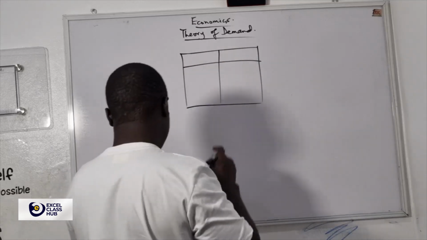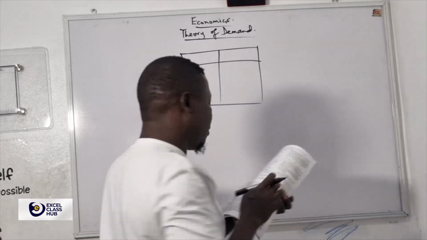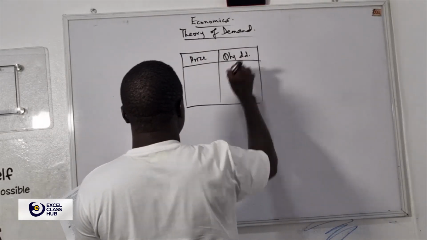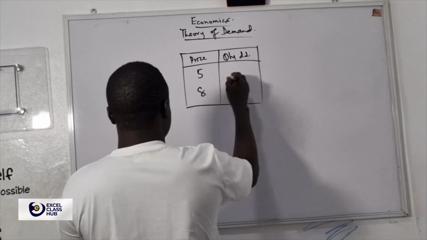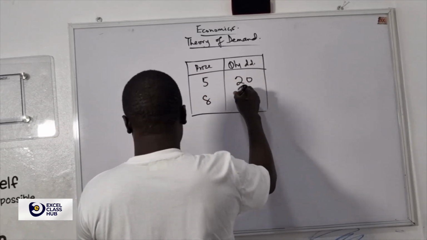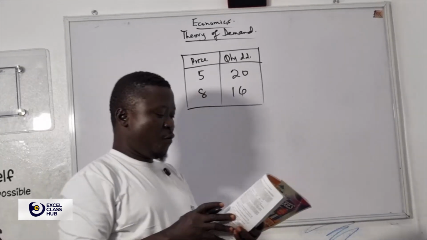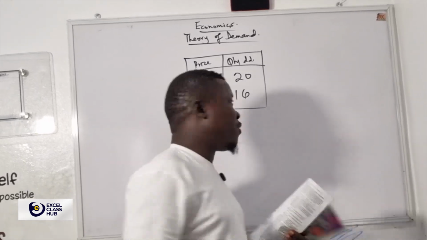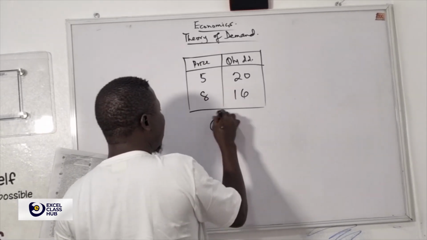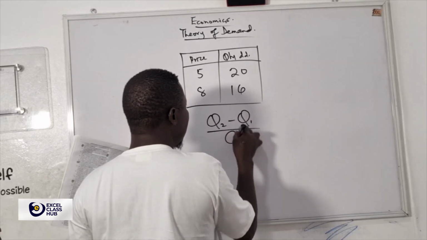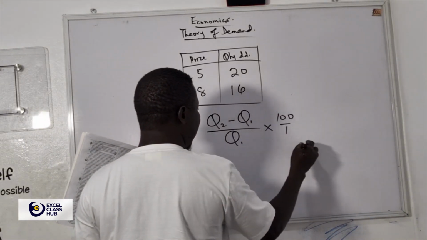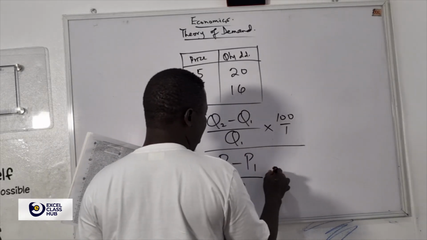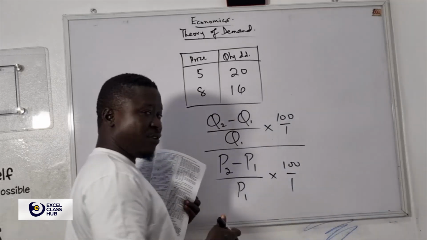You check your past question, 2018, question 31. We have the price, we have quantity demanded: 5, 8, 20, and 16. The question says, from the table above, calculate the elasticity of demand. Don't forget the formula I gave you earlier. I said Q2 minus Q1 over Q1 times 100 over 1, divided by P2 minus P1 over P1 times 100 over 1. This is the formula I gave you, right?